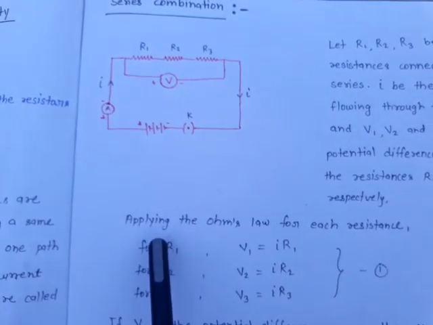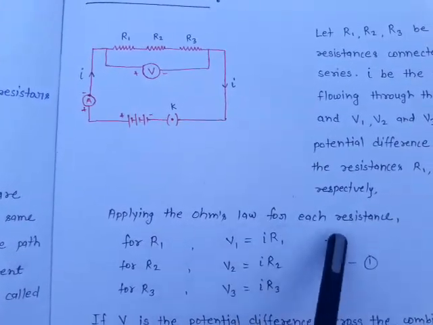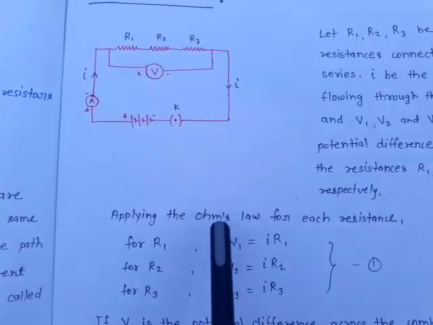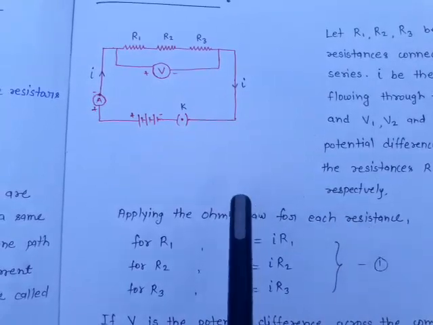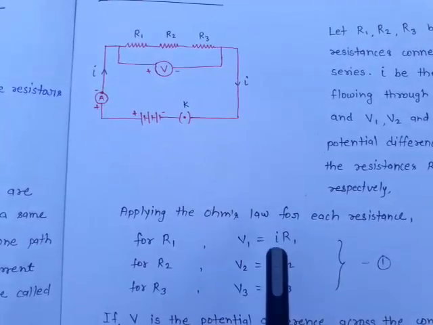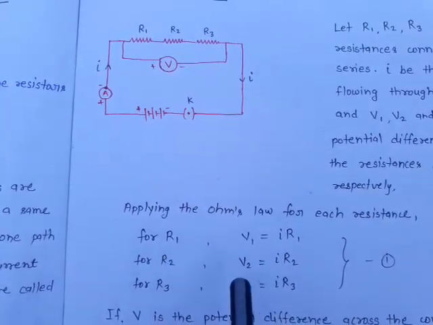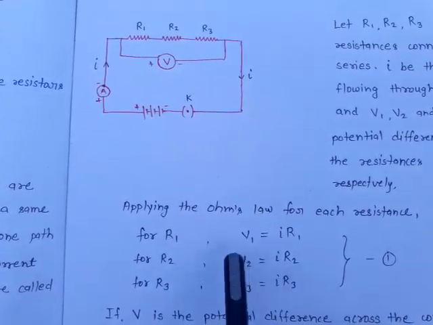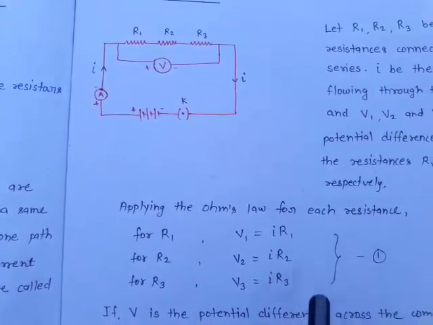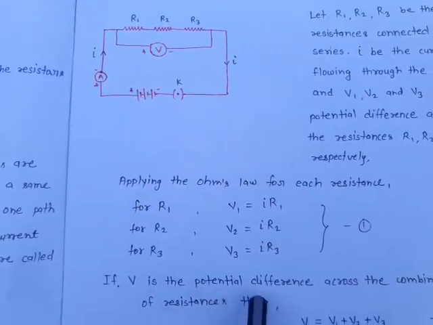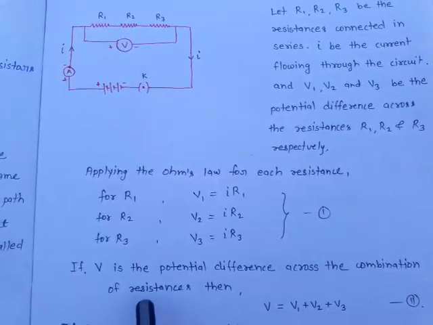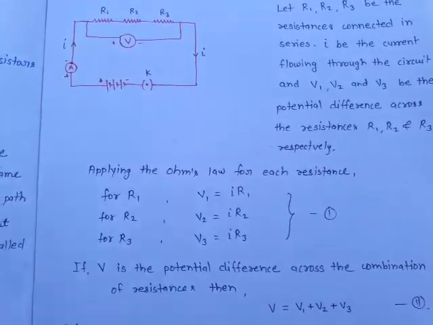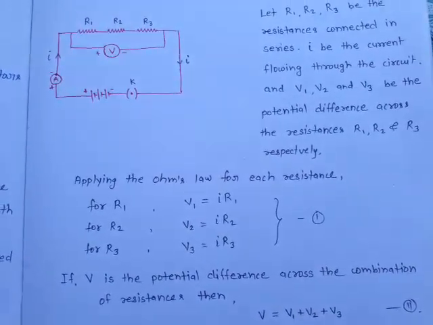Now applying Ohm's law for each resistance, that is, for R1 we apply Ohm's law. We know that the mathematical formulation of Ohm's law is V is equal to IR. For R1, V1 is equal to IR1, for R2, V2 is equal to IR2, and for R3, V3 is equal to IR3. This is known as equation number 1. If V is the potential difference across the combination of resistances, then V is equal to V1 plus V2 plus V3.